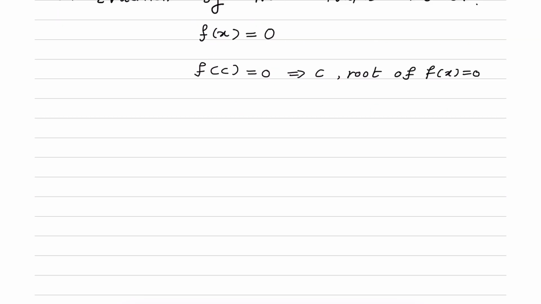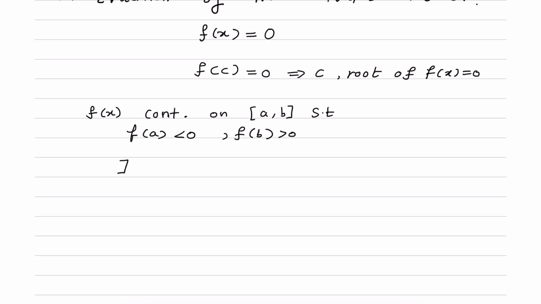So we know our result from calculus that if there is a function f of x which is continuous on an interval such that f of a is, let's say, negative and f of b is positive, then there must exist some c belonging to the interval ab such that f of c will be 0, which tells us that c is the root of an equation f of x equal to 0.